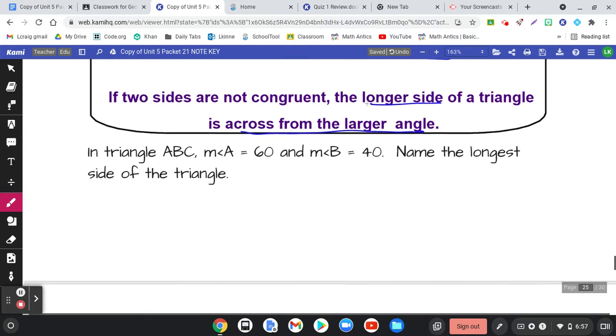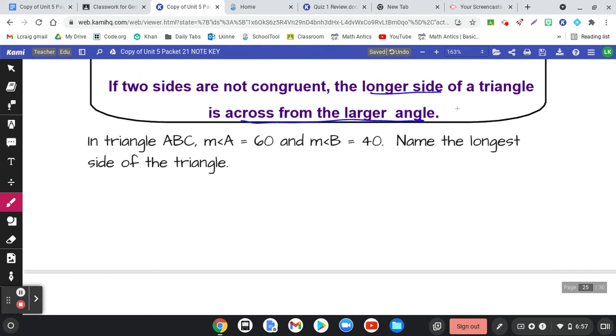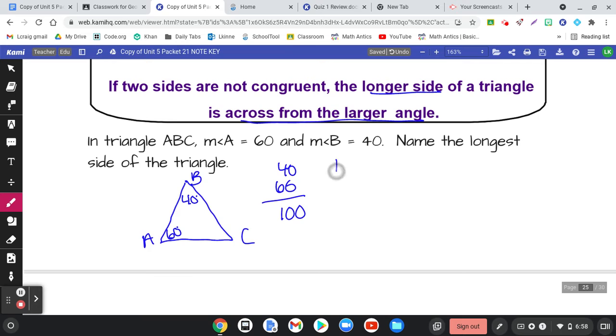Now, just like anything else, if you can draw a picture, do it. It makes more sense. So it says in triangle ABC, the measure of angle A is 60, the measure of angle B is 40. Name the longest side of the triangle. Well, let's draw a triangle. A, B, C. Angle A is 60, angle B is 40. Okay, well, we have to figure out what C is. Well, 40 and 60 add up to 100. So if we do 180 minus 100, C is 80.